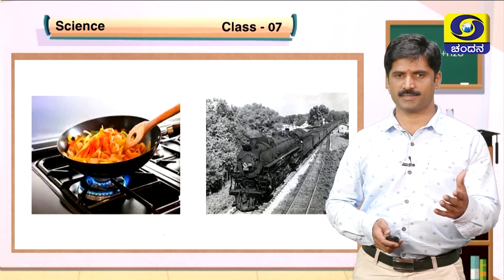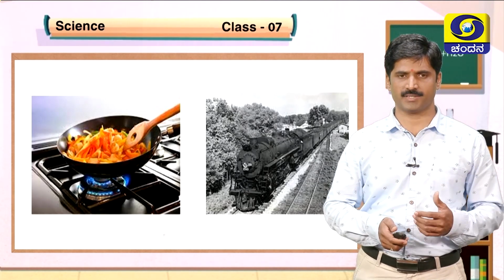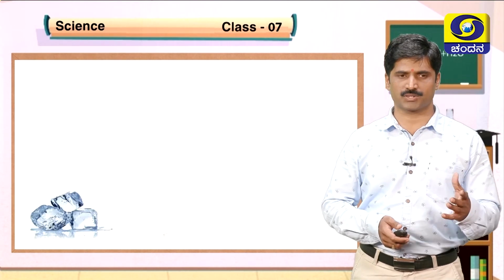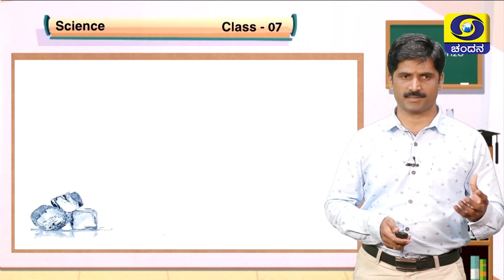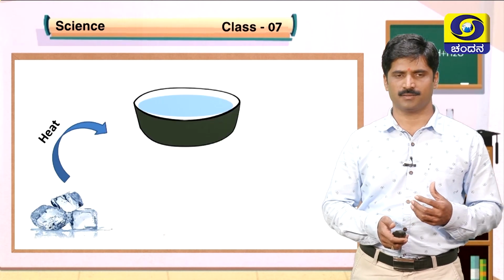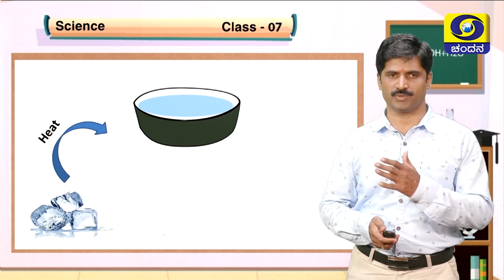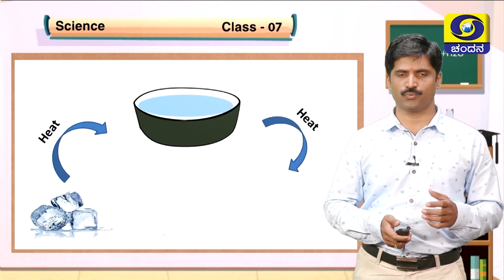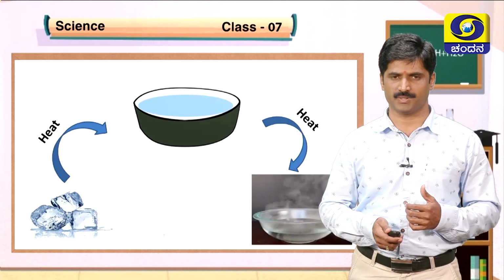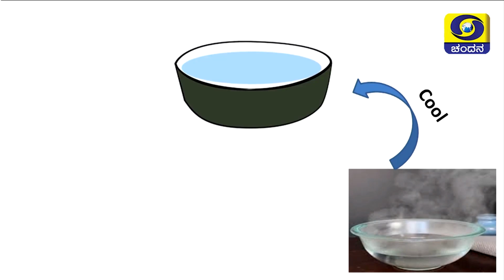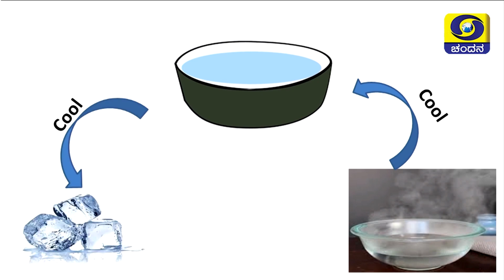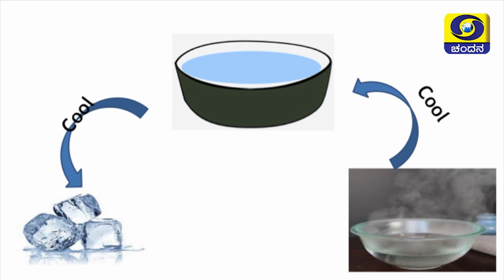In olden days, trains run by burning the coal. Nowadays, they are using diesel. You know this one. If you take ice and provide heat energy, then ice turns into liquid, that is water. If you further provide the heat energy, then you will get water vapor. If you take water vapor, then cool it, you will get water. Further you cool it, you get ice. In your house, you may often do this one. You take the water in bowl and keep it in the freezer, you will get ice.